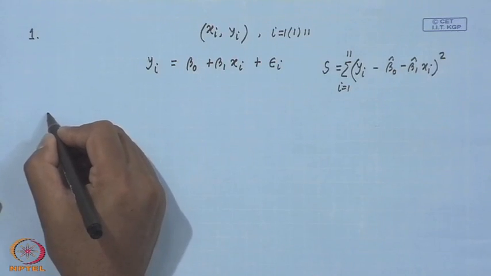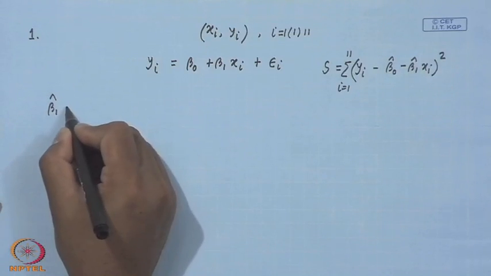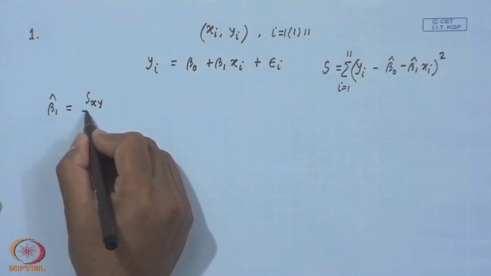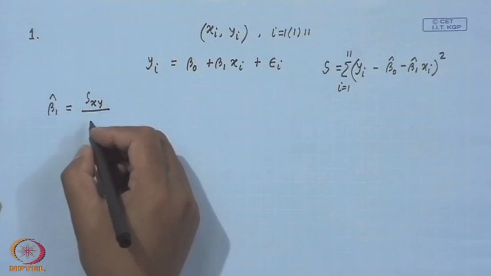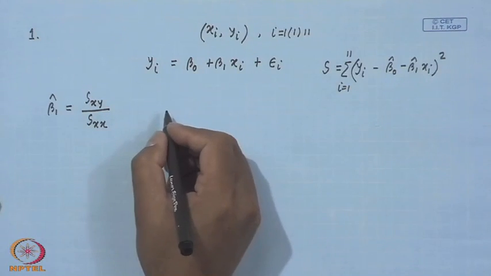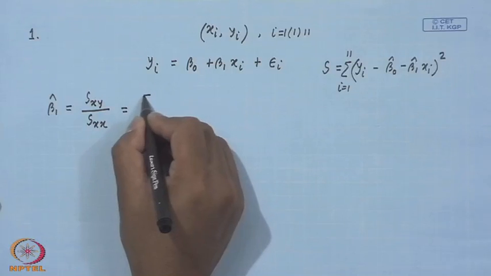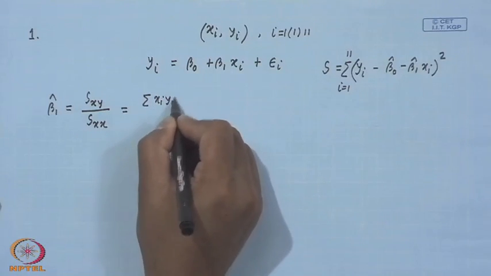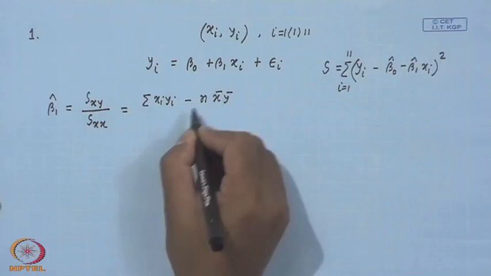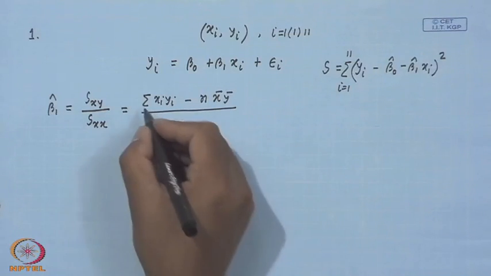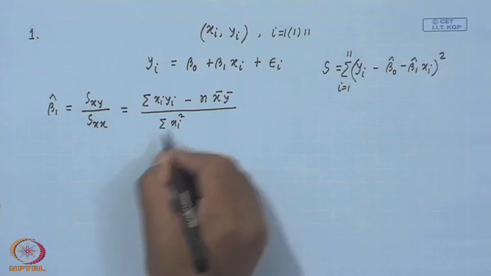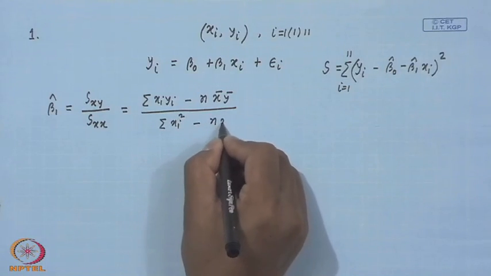So, beta 1 hat, we know that this is equal to S x y over S x x. Please refer to my first topic, simple linear regression. So, this can also be written as summation x i y i minus n x bar y bar, where n is equal to 11, over summation x i square minus n x bar square.